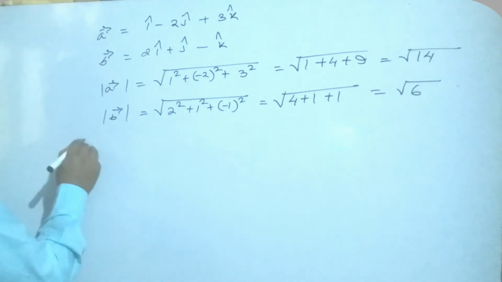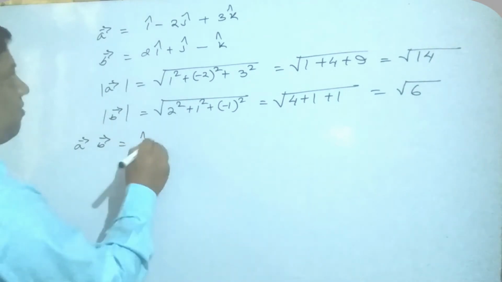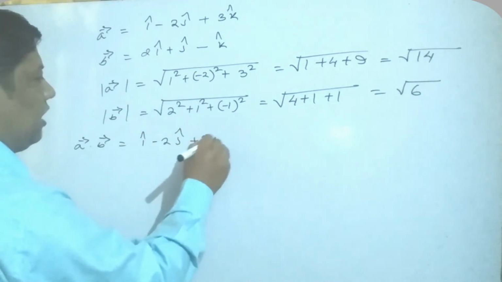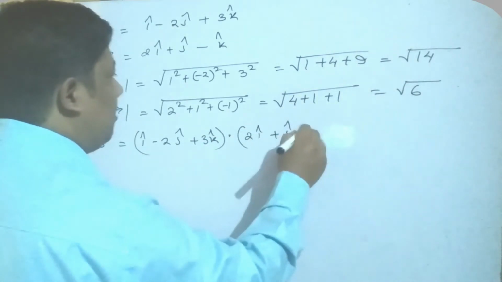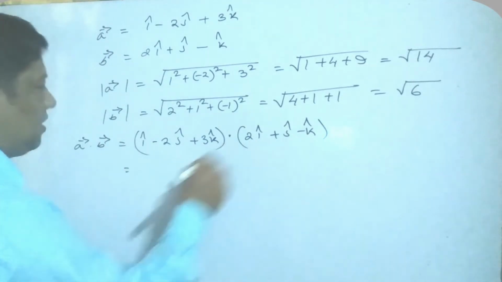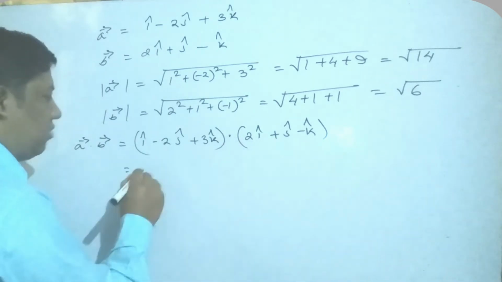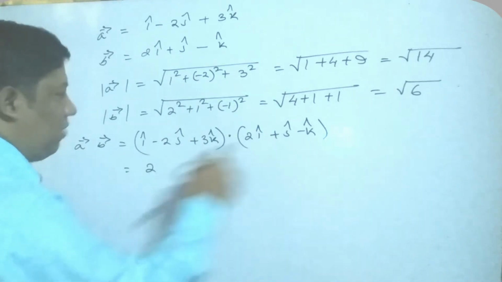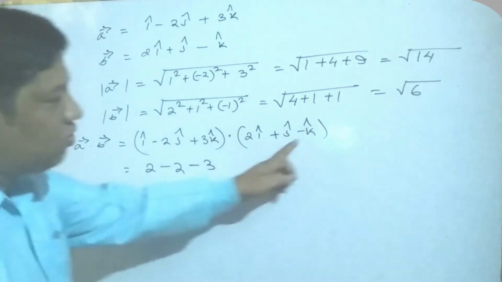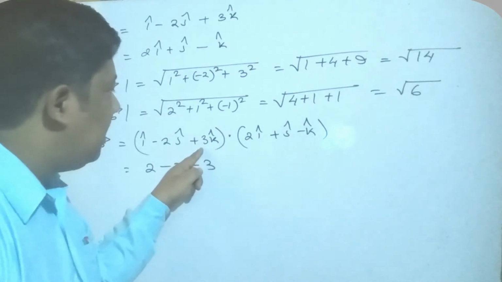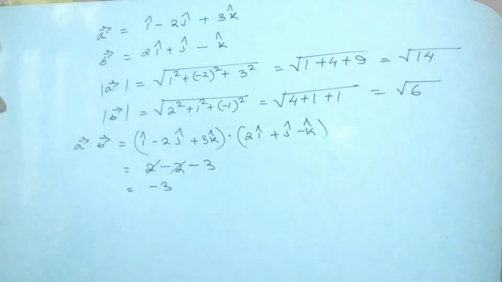Now A dot B. When I find the dot product of these two vectors, A is i minus 2j plus 3k and B is 2i plus j minus k, and we multiply the coefficients: 1 times 2 gives 2, minus 2 times 1 gives minus 2, and 3 times minus 1 gives minus 3. So 2 minus 2 minus 3, and finally you get minus 3.